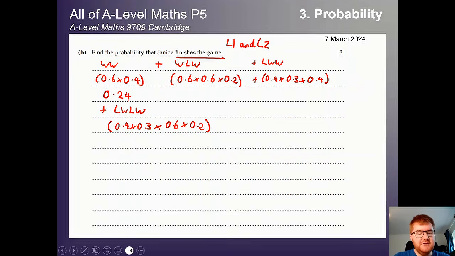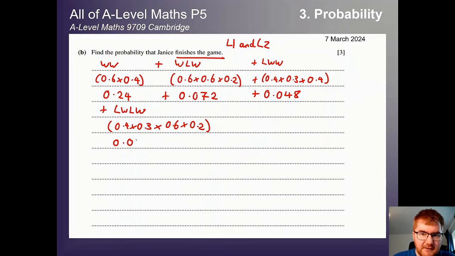So the first one is going to be 0.24. The second one, again, use a calculator. You have it there. No reason why not to use it. I generally stick to decimals for A level. It'll keep things straightforward. And next one, 0.4 times 0.3 times 0.4. That's equal to 0.048. And then the very long one, 0.4 times 0.3 times 0.6 times 0.2. That gives us a very small decimal of 0.0144.